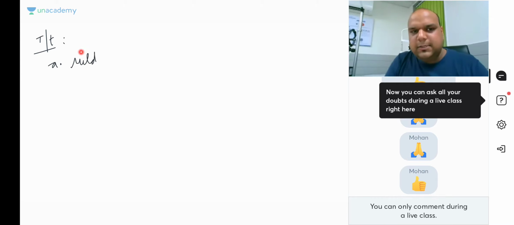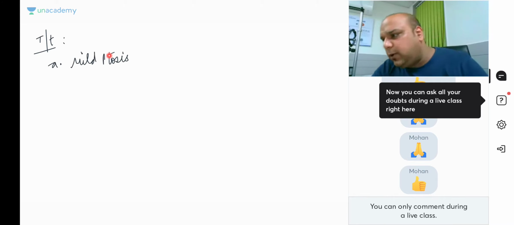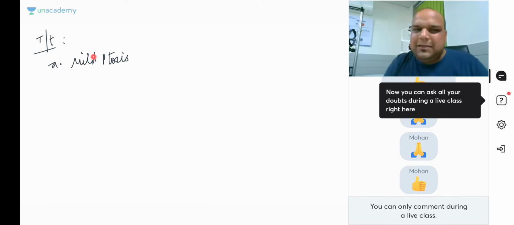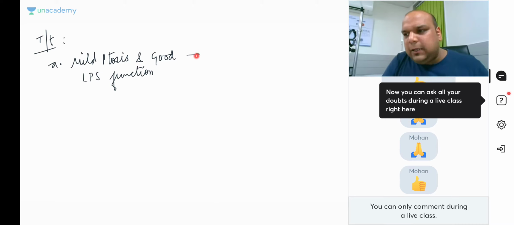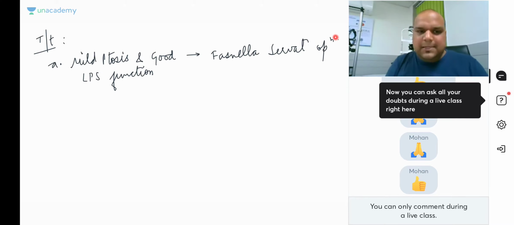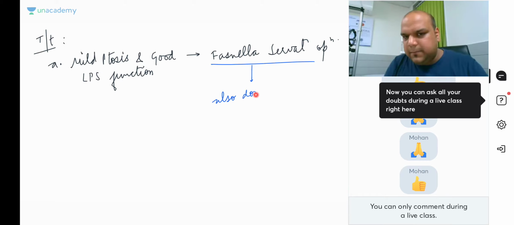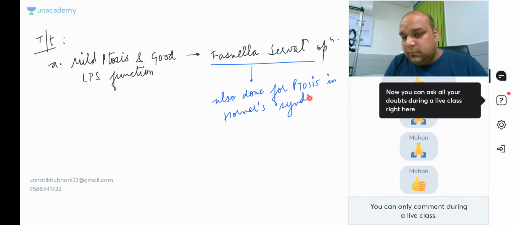If you have mild ptosis, everybody, and the levator function is still good, good LPS function, then you do a surgery called Fasanella Servat operation. Please remember Fasanella Servat operation. This is also done for ptosis in Horner's syndrome. I hope you understand why.